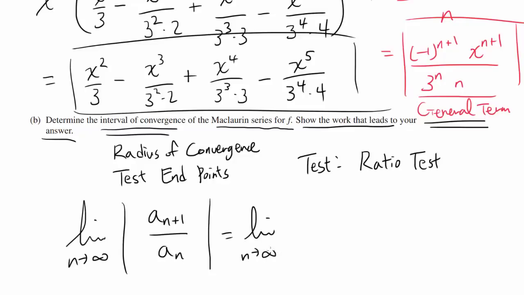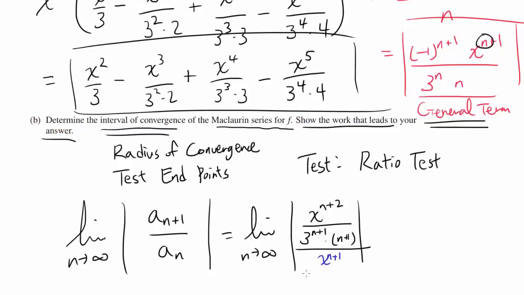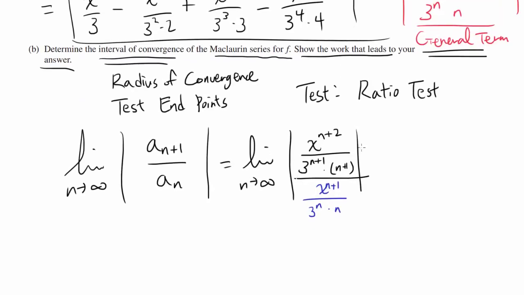So we have limit as n approaches infinity. Since you're taking absolute value, this negative 1 to the n plus 1 is going to go away. So we have x to the n plus 2, because now you have n plus 1. So a sub n plus 1. So you have n plus 2 over 3 to the n plus 1 times n plus 1, all divided by a sub n, which we have. And of course, we don't have to worry about negative 1 to the n plus 1 because we are only looking at positive value.